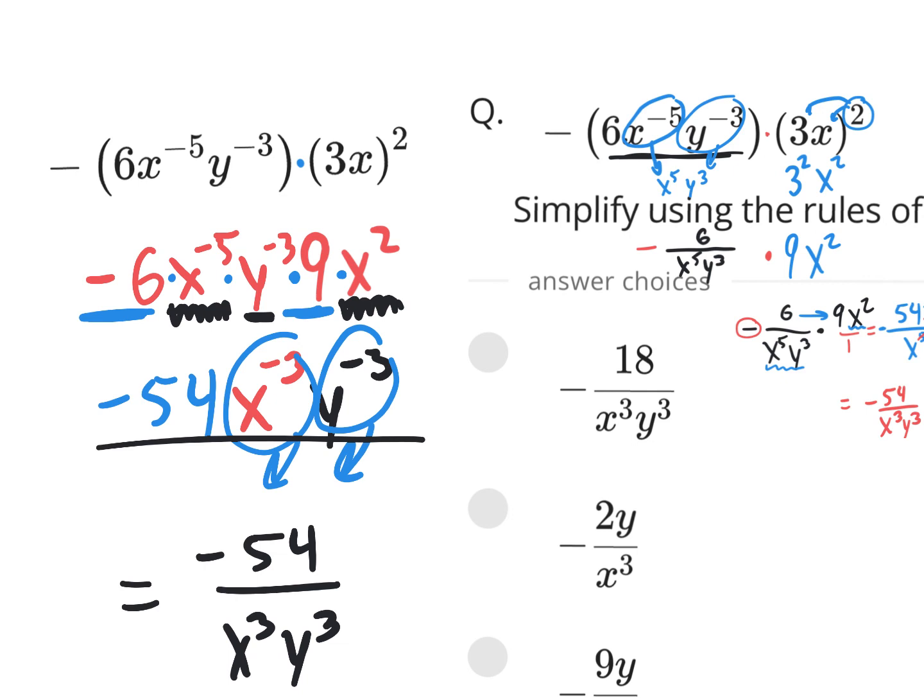Not only that, that negative might not be on the 54, it might be out here in the front of the fraction. Which one do you recommend? Either way is fine for me. I would either put it as a negative 54 up on top or make the whole fraction negative by putting it out in the front.